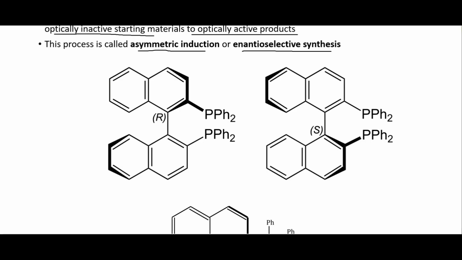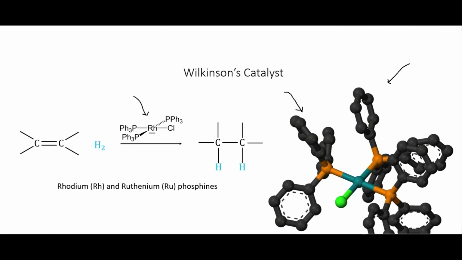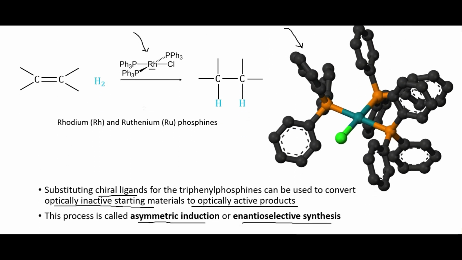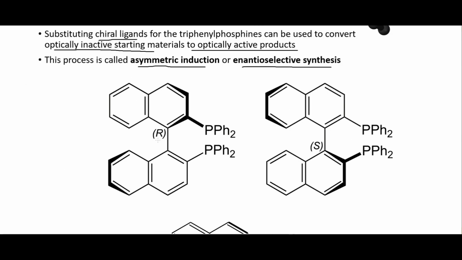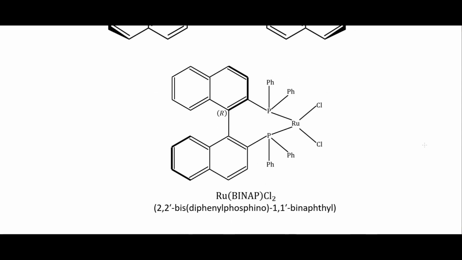So we could use these molecules here as our ligands onto this rhodium or ruthenium metal. We have this rhodium or ruthenium metal right here, and instead of just these triphenylphosphines, we can put things that look like this onto it. So this is our phosphorus right here, and we can have either an R or S chiral molecule as the ligand onto it. And so we can use something that looks like this.